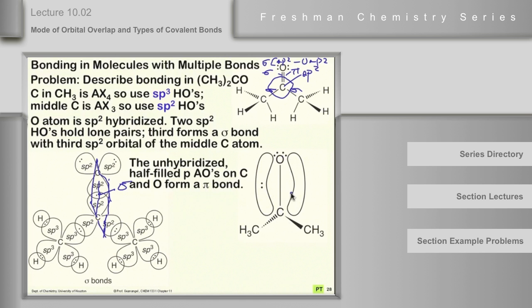If I ask you what is the description of that bond right there, you ought to say it's a sigma carbon sp2 to oxygen sp2. And if I point to this carbon-carbon bond here, write down on your paper what that one is. See if you can write it down. If you can't write it down, you haven't been paying attention. Write it down right there.